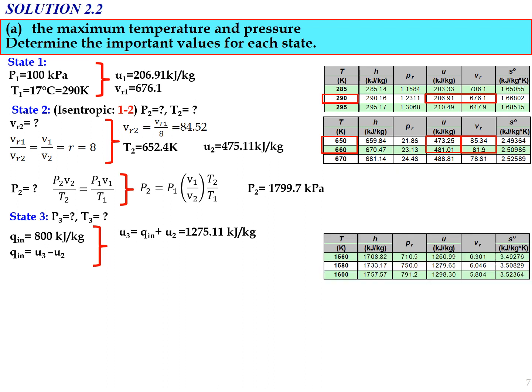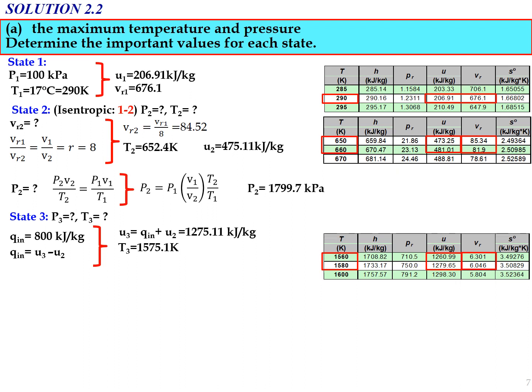Okay, based on this value for U3, we refer to the ideal gas of air table. So find the value of U3 in the table. U3 is in between the values of 1260.99 and 1279.65, which means you need to make an interpolation between internal energy U and temperature. You can obtain the value for T3, 1575.1 Kelvin. Okay, so we already solved the maximum temperature.